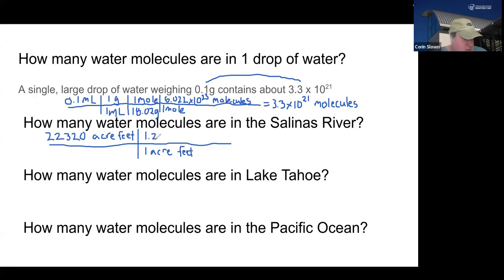So 1.233 times 10 to the sixth. And then this is in liters, but because we need to do a conversion to moles, we're going to use, again, our density. So for the sake of convenience, I'm going to convert it to milliliters. And then 1 gram per 1 milliliter.